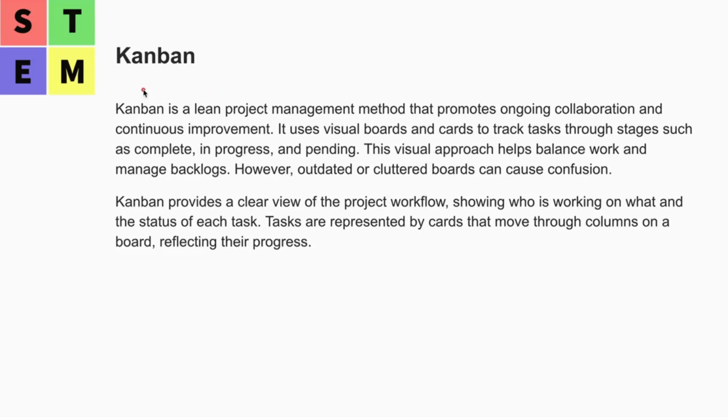So the next one, Kanban. Kanban is a lean project management method that promotes ongoing collaboration and continuous improvement. It uses visual boards and cards to track tasks through stages such as completed, in progress, and pending. The visual board is not only used in Kanban, it's used in Agile and Scrum too. It's a really good method to use in project management. We're going to talk about this more during the Scrum and Agile sessions later.